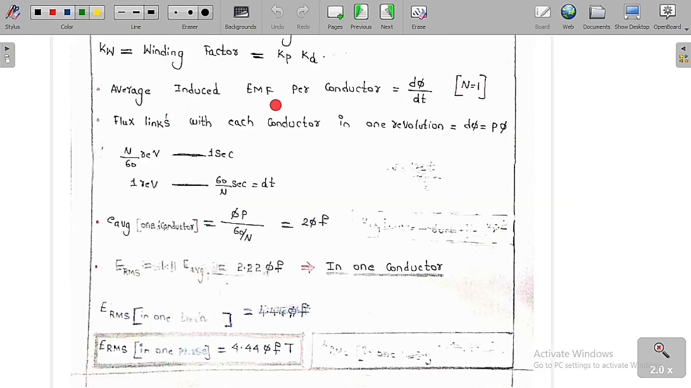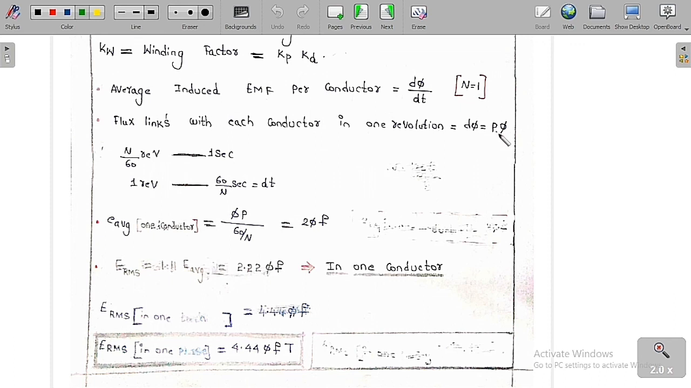So the average induced EMF per conductor is equal to, suppose I take one conductor, the amount of EMF induced is N into d phi by dt. The general expression is N into d phi by dt, but here N is equal to 1. So the average EMF induced per conductor is equal to d phi by dt. Now, how much flux is linked by each conductor in one revolution?